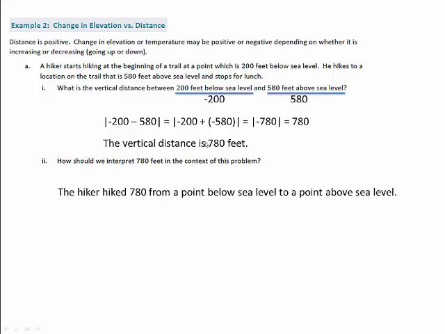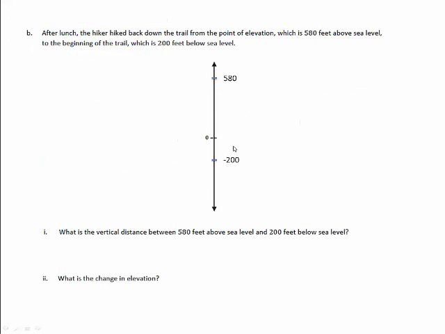Now if we look at this after lunch, and here's a picture to help. After lunch, the hiker hiked back down the trail from the point of elevation, which is 580 feet above sea level, to the beginning of the trail, which is 200 feet below sea level. So here are the values on a number line. Before lunch, he went up. It was a positive change. After lunch, he's going down.